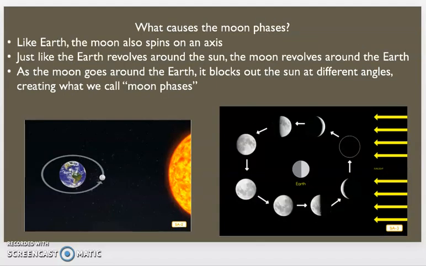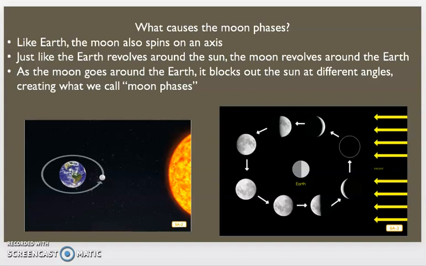And the last thing we talked about was moon phases. It looks like the moon is different sizes and different shapes in our sky, but again, the moon is a giant hunk of rock. It's not actually changing its shape and its size. It just appears like that. It just looks like that, and we call them phases.